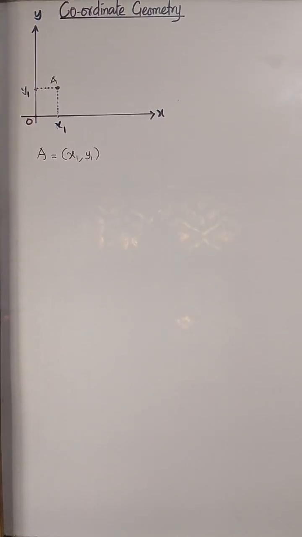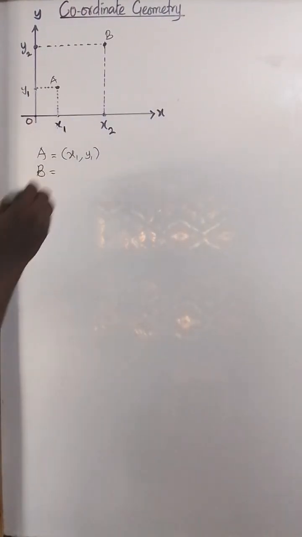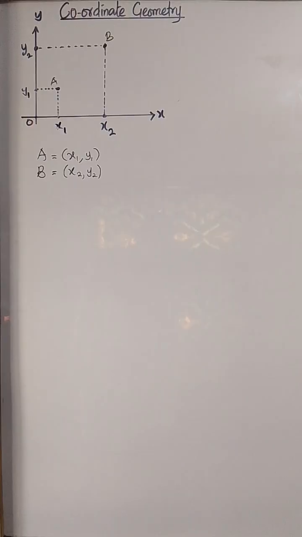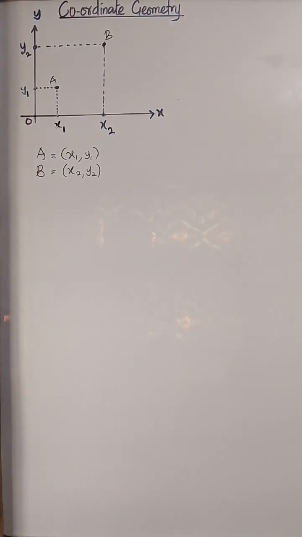Let's pick another point on the x axis. Let's call it x2. Same for y, let's call it y2. Let us join it together and call it point B. So from here, it means the coordinate of point B is x2, y2. Now, if you have 2 points in space, like point A and point B, we might be interested to know the distance between them.